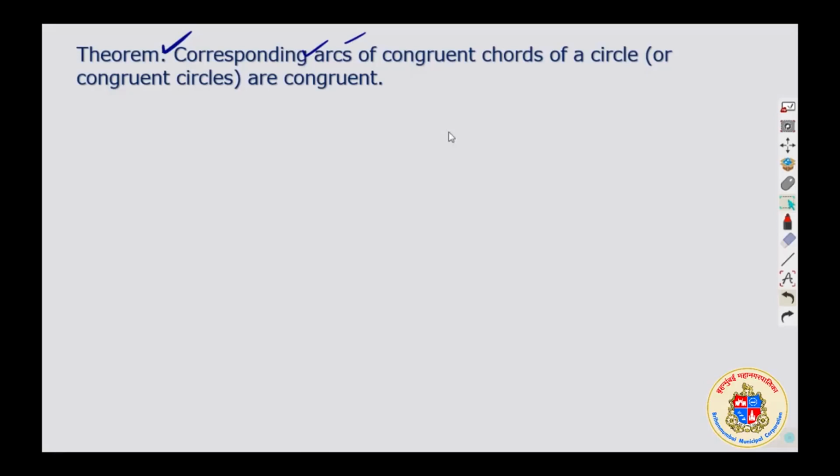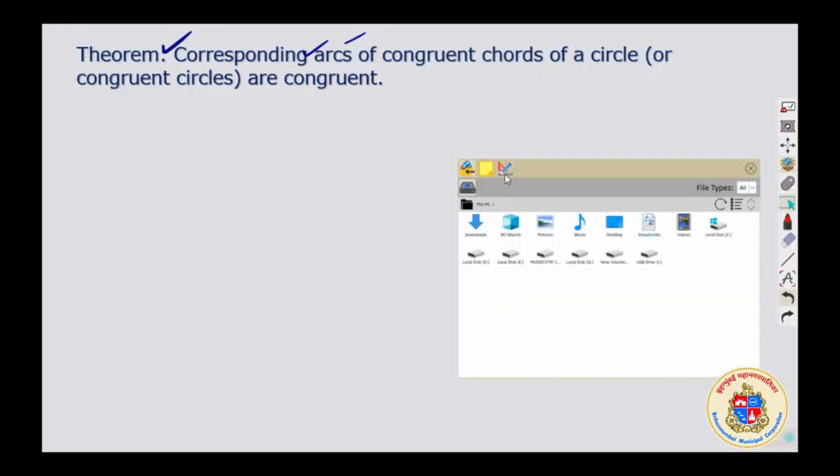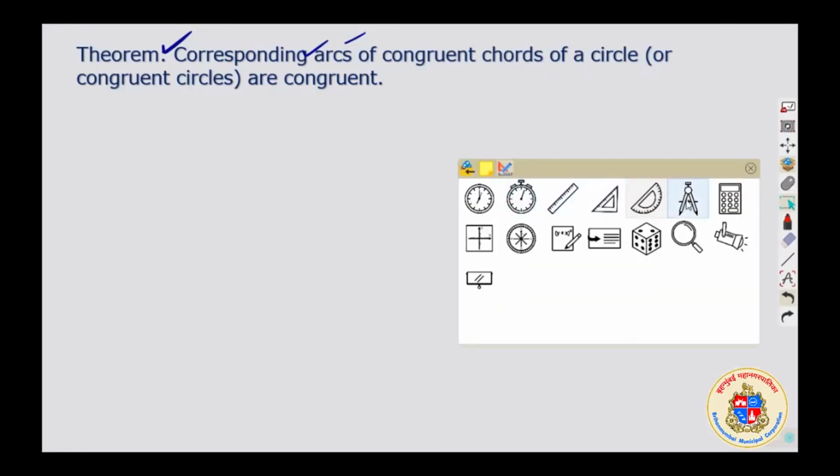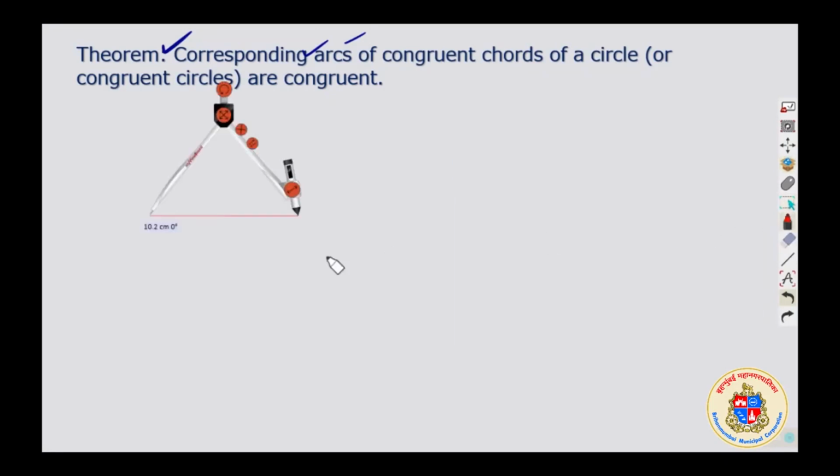The theorem says that corresponding arcs of congruent chords of a circle are congruent. So arcs are congruent if chords are congruent. This is the situation of the theorem. For that, again, you will be drawing the equal chords here. For that, again I need a compass and I will be drawing a circle here.